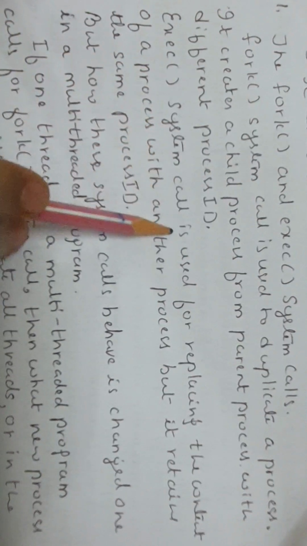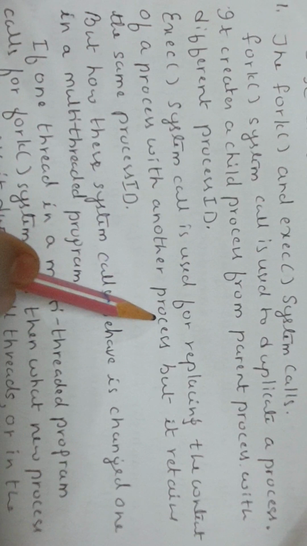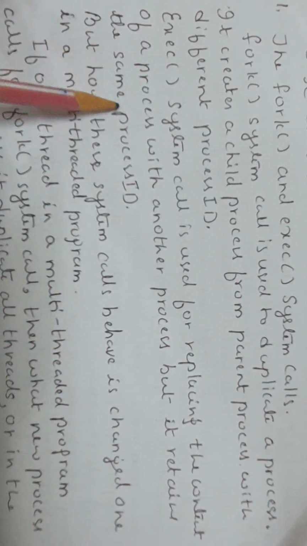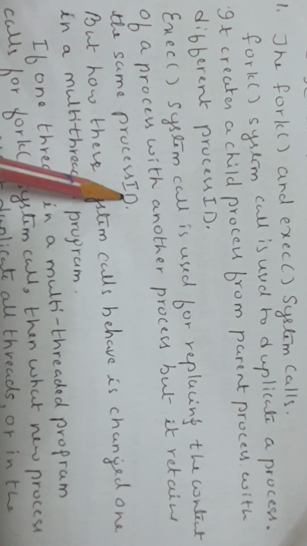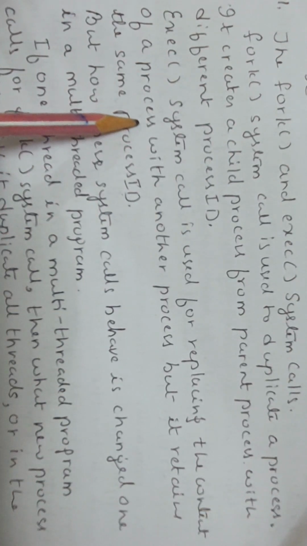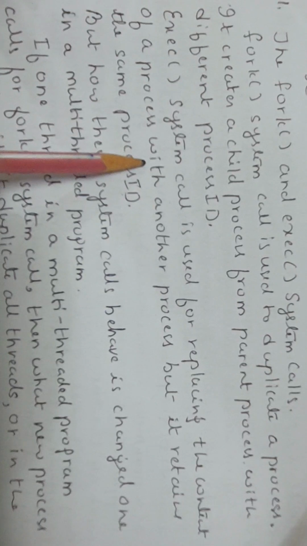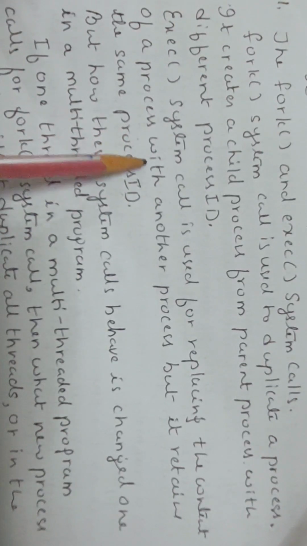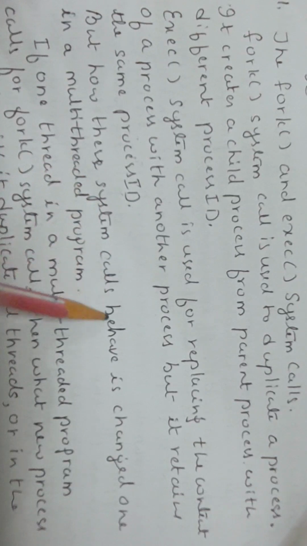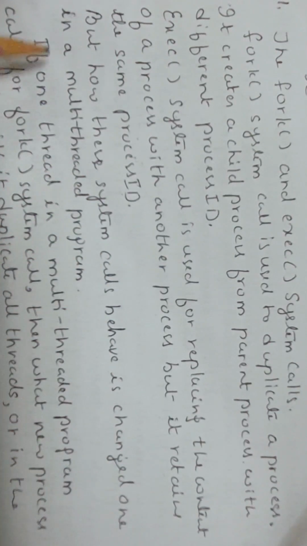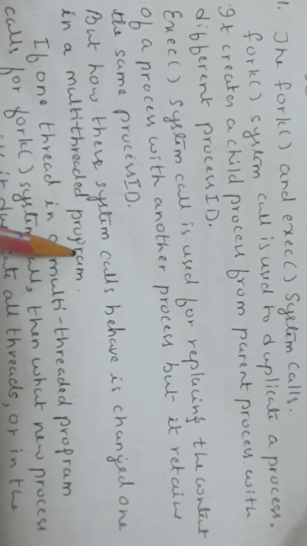Exec system call is used for replacing the content of a process with another process, but it retains the same process ID. Whenever in a process exec system call is used or called, in the same process its content is replaced with the contents of another process and it retains the same process ID. But how these system calls behave is changed in a multi-threaded program.